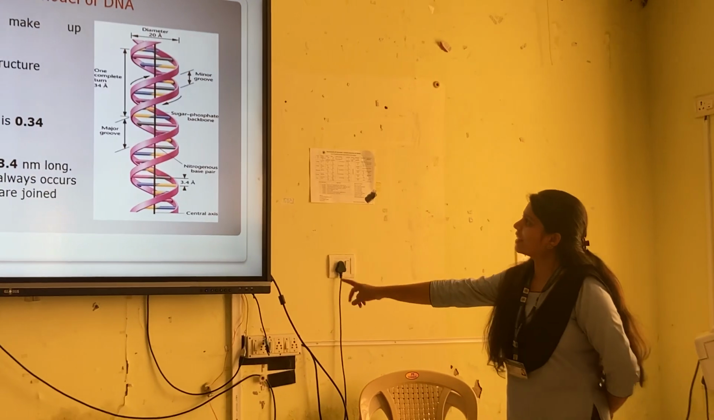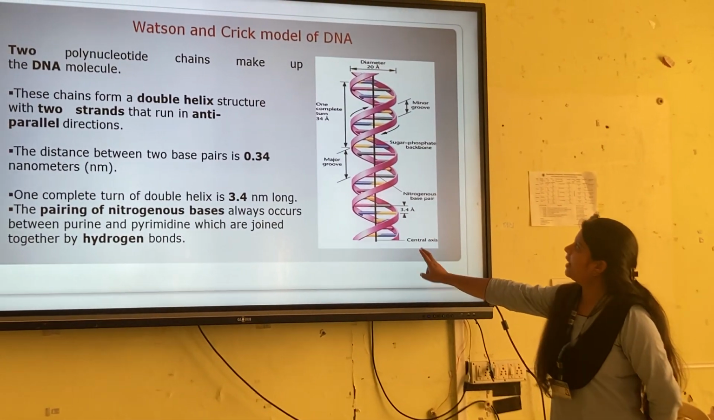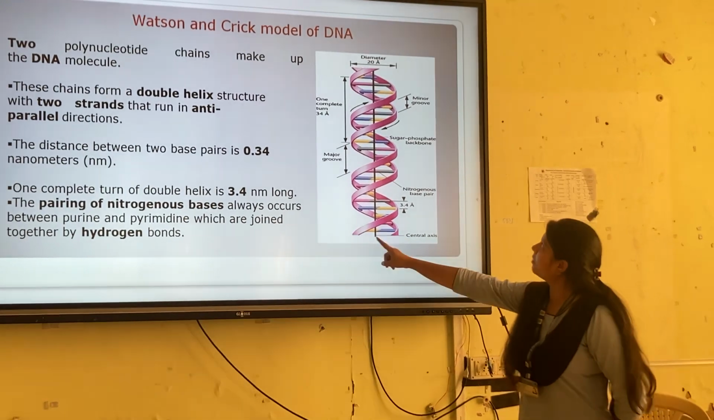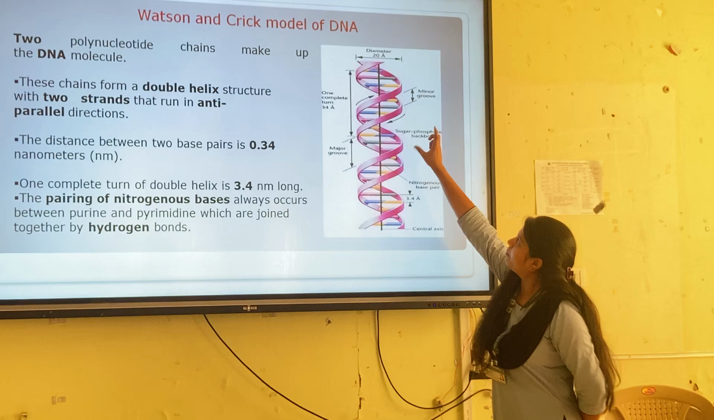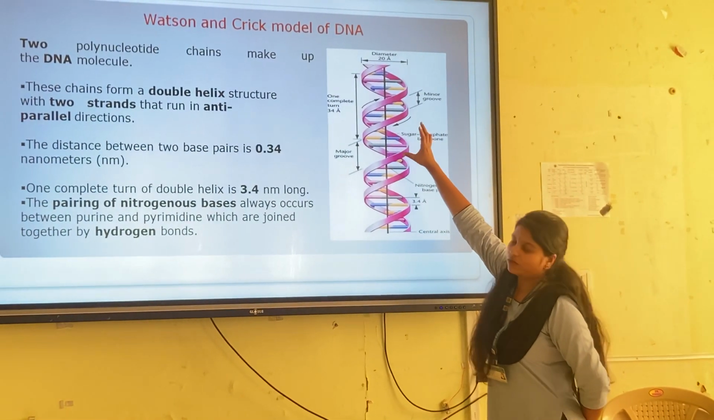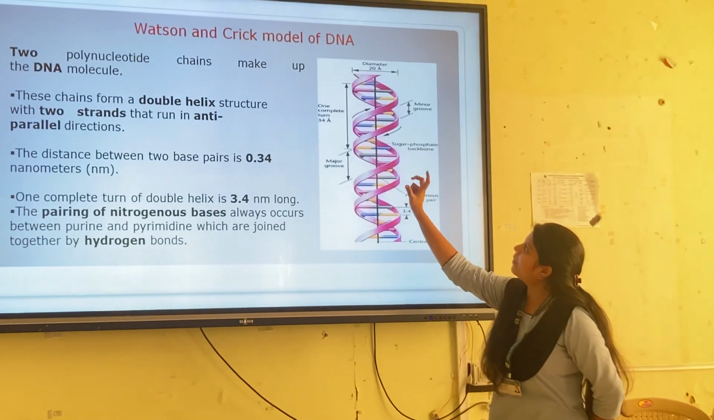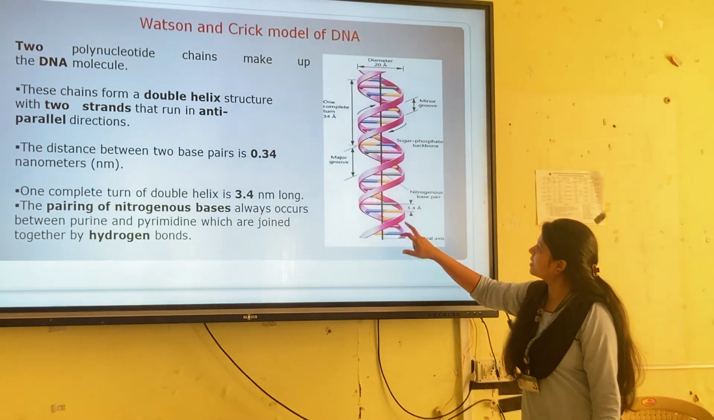So here we can see the structure of DNA. It has two polynucleotide chains and it is a double helix. Okay, so the diameter of this is about 20 angstrom. It has minor grooves and major grooves. One complete turn makes 34 angstroms, and the distance between two base pairs is 3.4 angstrom.